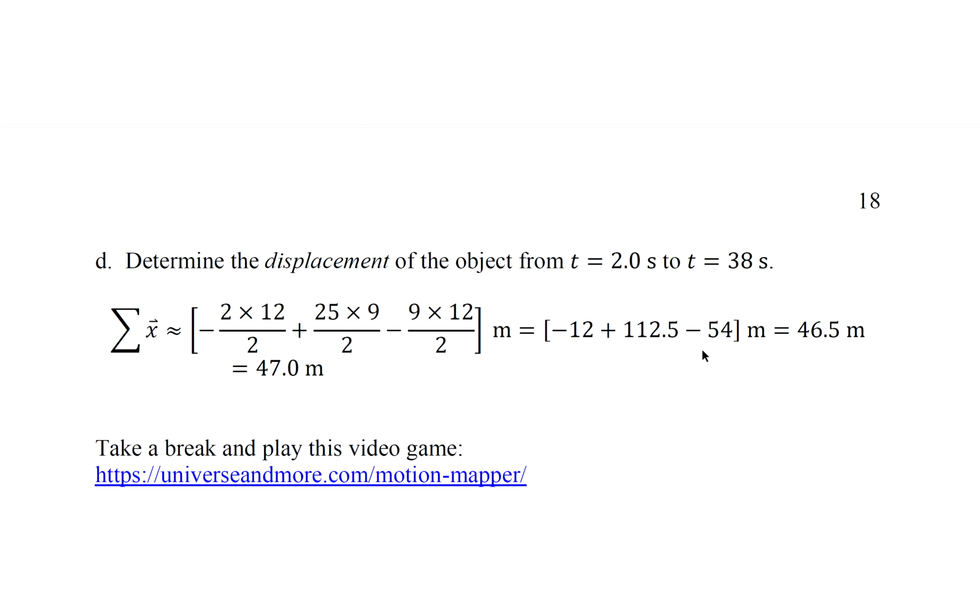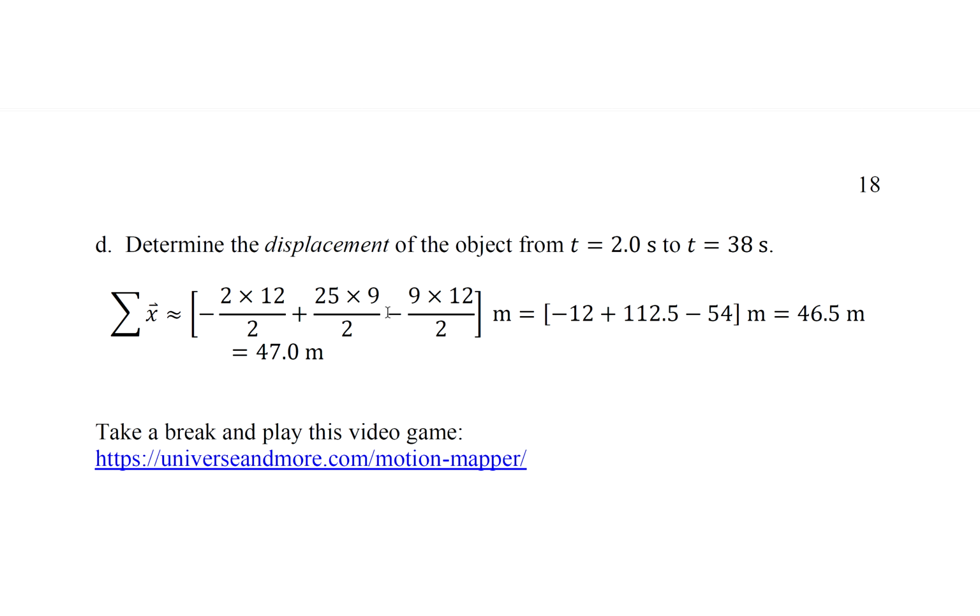And the displacement, remember, if we're under the horizontal axis, then we get a negative sign. If we're above the horizontal axis, then we get a positive sign. That's the difference between displacement and distance.